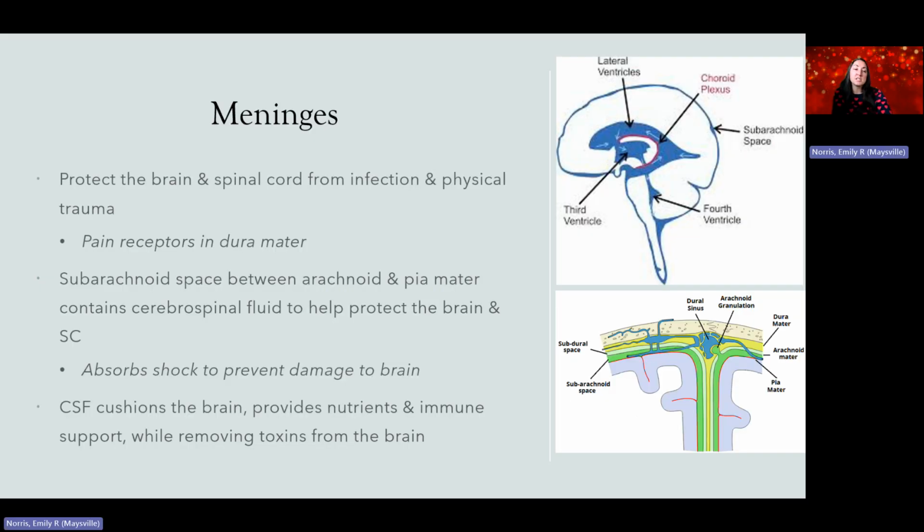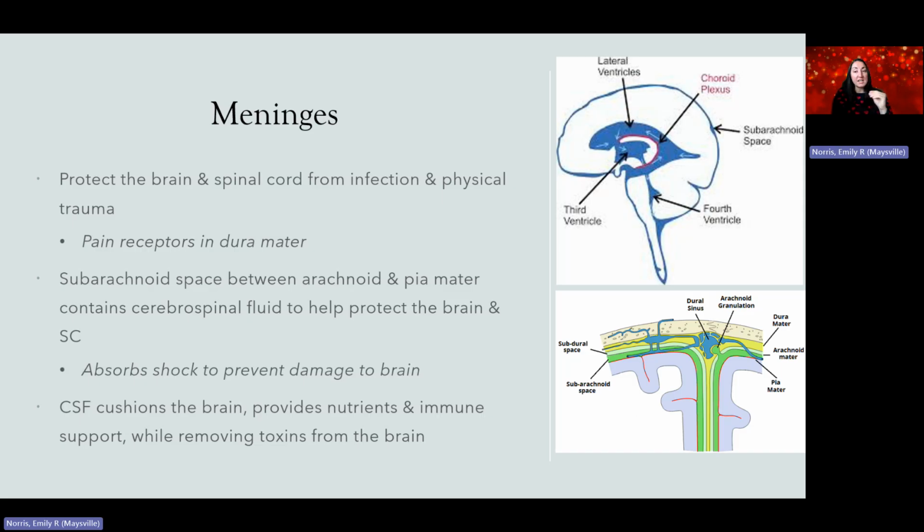With your meninges, we've talked about these in the first lecture, but just to jog your memory, the meninges protect the brain and the spinal cord from infection and from physical trauma. So you have that dura mater that is on the outside. It is the toughest. It has a lot of pain receptors. You have the arachnoid mater that is in the middle. Between those two, there's some space.